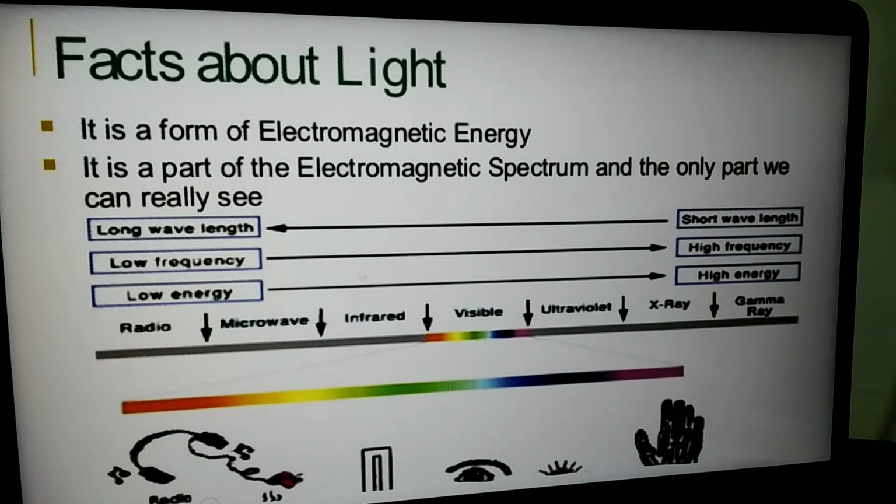Now some facts about light. It's a form of electromagnetic energy. It's a part of the electromagnetic spectrum, and the only part we can really see is the visible waves. The long wavelength and short wavelength are shown here in the picture, and low frequency and high frequency waves, low energy and high energy waves.